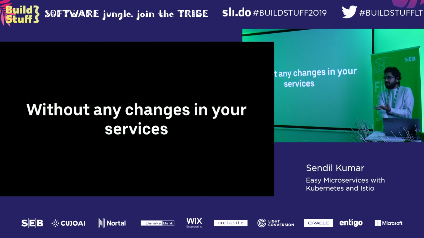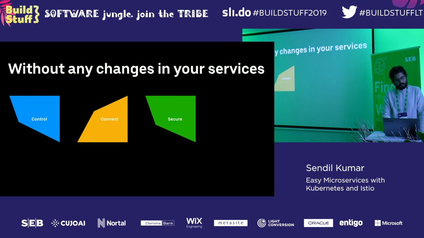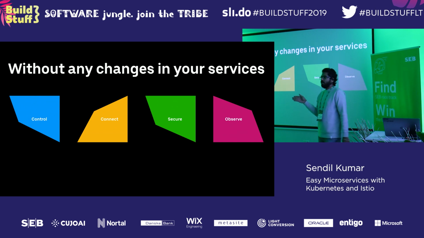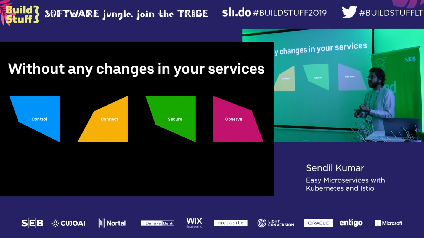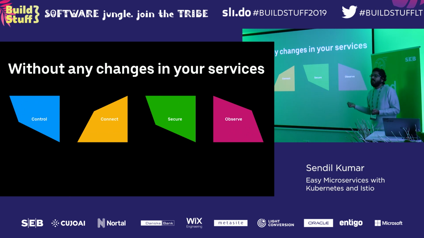So without any changes in your service, Istio tries to achieve this entire thing. These are the four things that Istio tries to do. One is control: it helps you to control your services. The other one is connect: it does the service discovery part all by itself. It also helps secure: it authenticates and authorizes the requests happening between those services. And finally, it gives you a tool to observe what is happening inside.